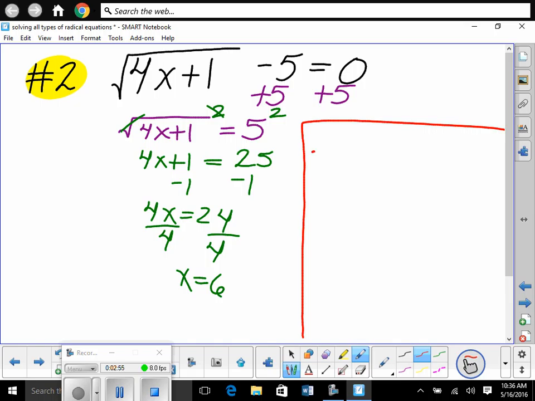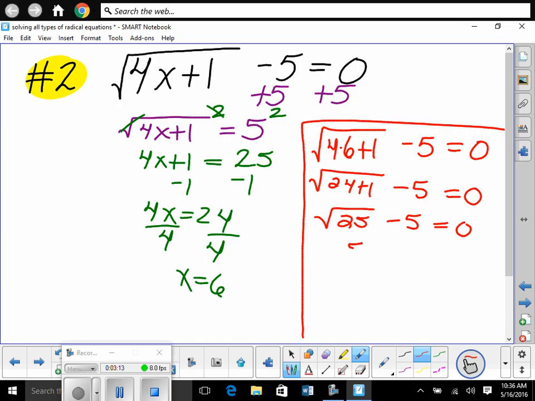So we have the square root of 4 times 6 plus 1, minus 5, that better equal 0. So isn't this the square root of 24 plus 1, minus 5, equal to 0? So we're checking it: the square root of 25 minus 5 is equal to 0. Isn't that 5 minus 5, equals 0? 0 is equal to 0. We've checked it. It did come out right. Therefore, we get to keep the solution.